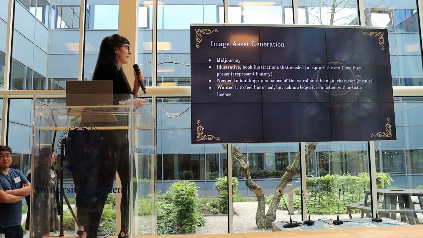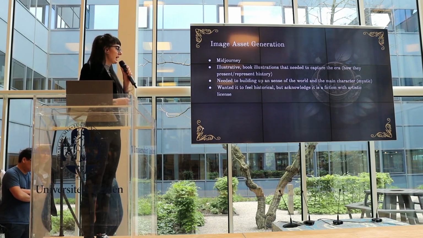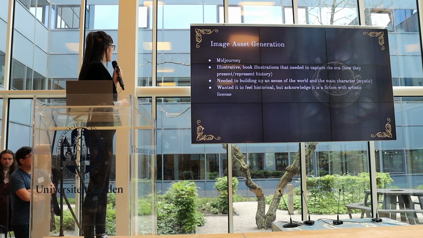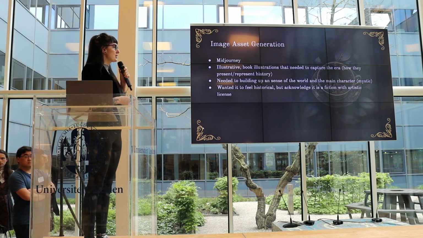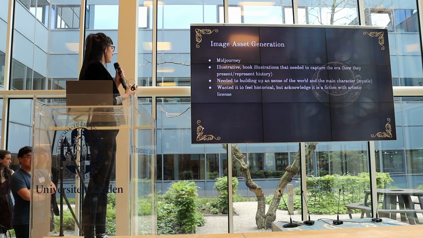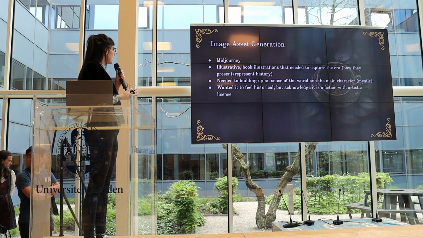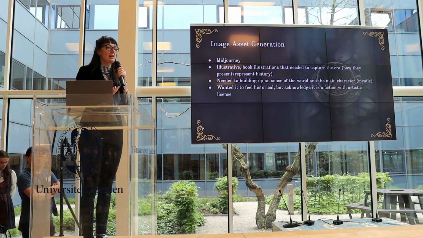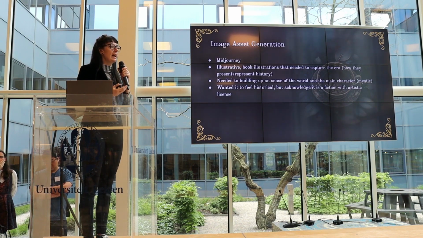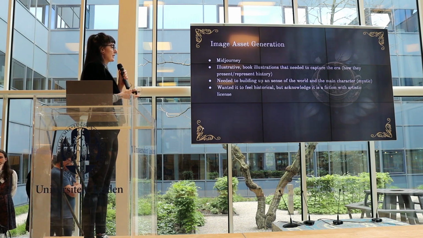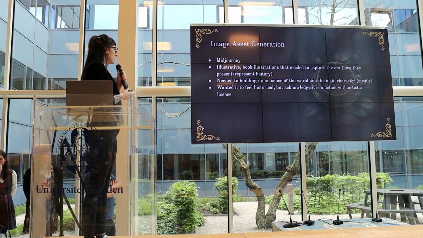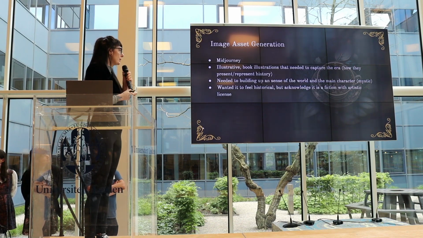Yes, so the other AI technique that we used to build the game was using Midjourney to create the art assets for the game, as you saw a bit of on the previous slides. So I was in charge of that. Because it's an interactive novel, I wanted it to feel illustrative, particularly like book illustrations, and to capture the late Victorian era. I also wanted to build up a sense of the world and the main character, the mystic, who is the player. I also wanted it to feel historical, but acknowledge that it's fiction and exercise a bit of artistic license there as well.